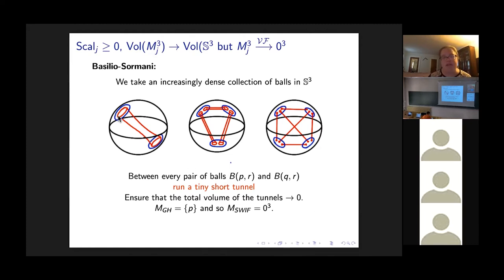Again, this is done with positive scalar curvature, and each one of these tunnels looks like a little Schwarzschild. They just look long here.